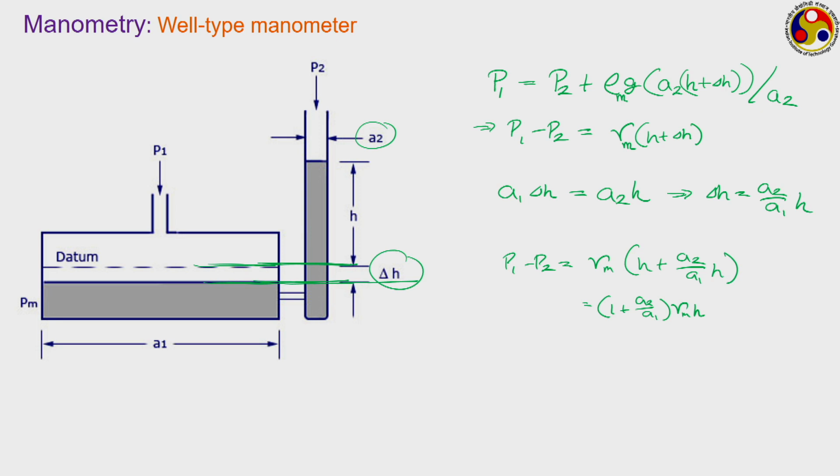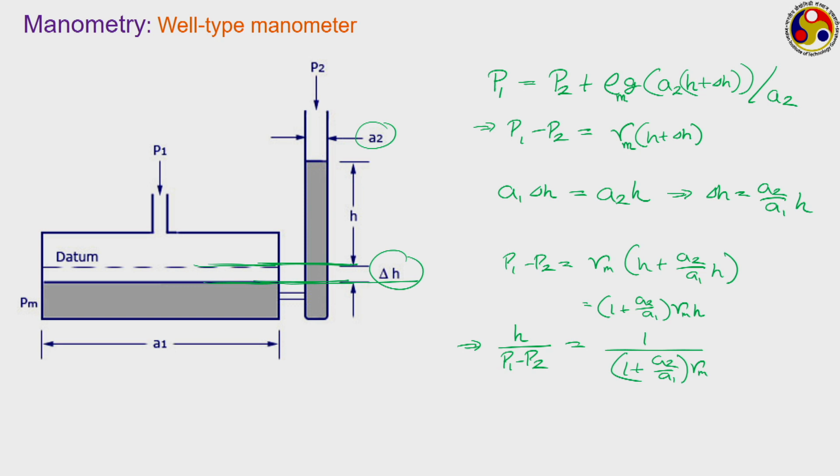How can we define the sensitivity of this instrument? Do you remember how we defined sensitivity in the very first week? Sensitivity refers to the change in output with respect to the change in input. Now, what is output here? Your output is this change in the liquid column height h, and how much is your input? That is the pressure difference P1 minus P2. So, how much is that? That is equal to 1 by (1 plus A2 by A1) into gamma m. So, this is the sensitivity of the instrument.